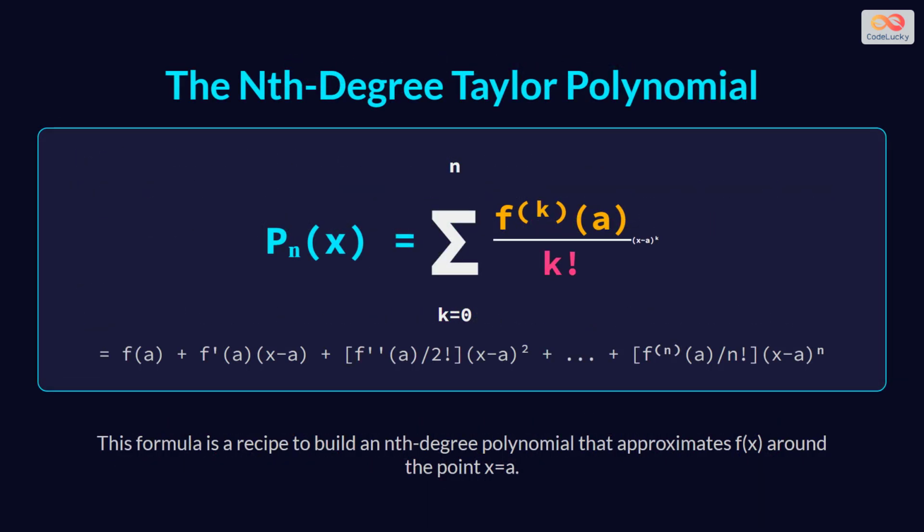And here is the general formula for the nth-degree Taylor polynomial. P sub n of x is the sum from k equals 0 to n of the kth derivative of f evaluated at a divided by k factorial, all multiplied by the quantity x minus a to the power of k. This powerful recipe lets us build a polynomial of any degree we want to approximate a function around a point.